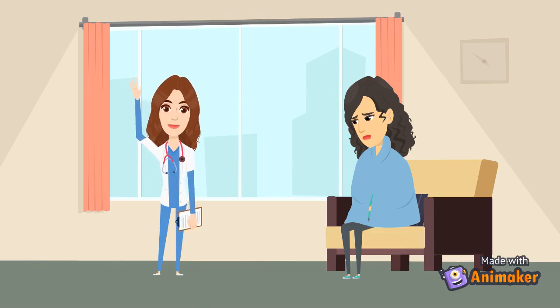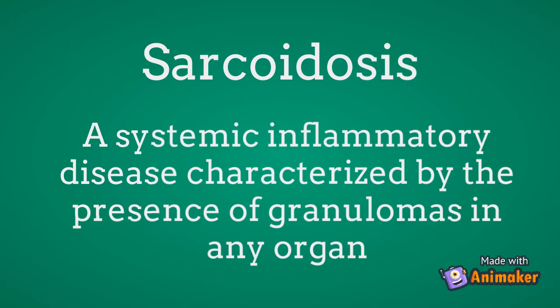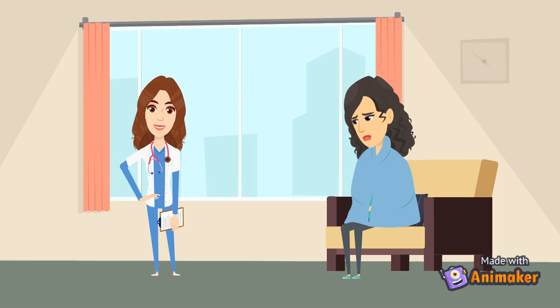Well, hey there. The results are back. It looks like you have sarcoidosis. Sarcoidosis? What in the world is that? Sarcoidosis is generally a systemic inflammatory disease characterized by the presence of granulomas in any organ. Wow. That sounds scary. Can you break down more for me what that means?